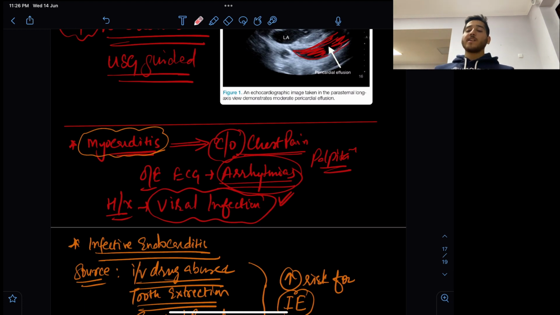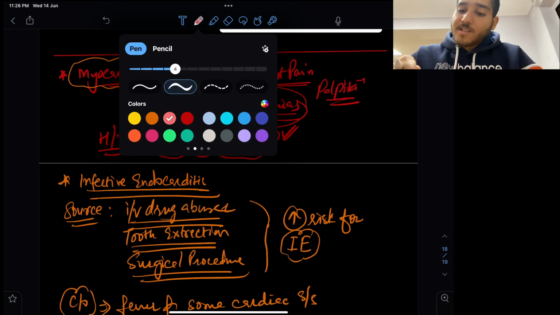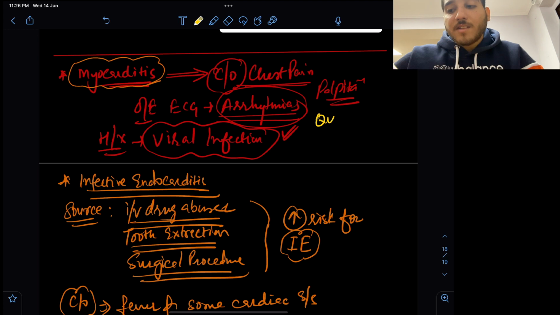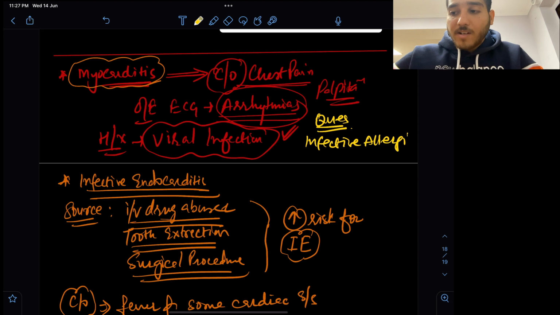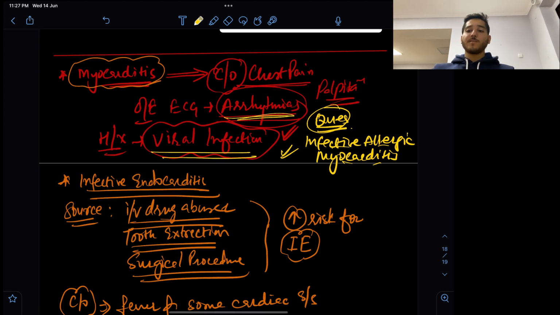For myocarditis, there will be some viral infection, then the patient will complain of chest pain and palpitation, and you will see arrhythmias in the patient, right? So you can make the diagnosis of infectious myocarditis. In one question, they have given the answer infective allergic myocarditis also, but I don't know what the reason for allergic is here. You can mark that question infective myocarditis because they have given a viral infection history, arrhythmia, chest pain, palpitation, so you can easily make the diagnosis of myocarditis.